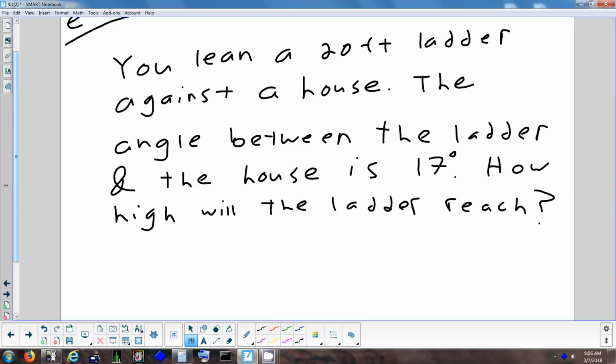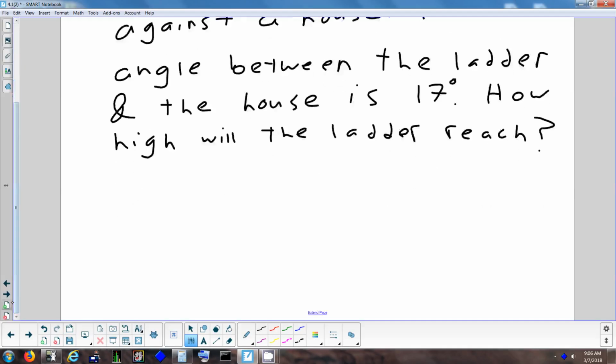When you draw it out, you're looking for a triangle. Somewhere you're going to have a right triangle. We're going to assume that this house is built correctly and that the walls are perpendicular to the ground. That's not always true. If you look at the Leaning Tower of Pisa, it's leaning. It is not perpendicular to the ground. But we're not going to assume anything strange like that.